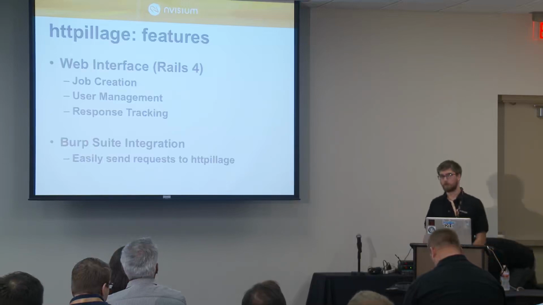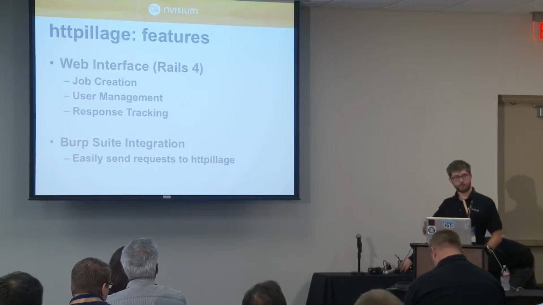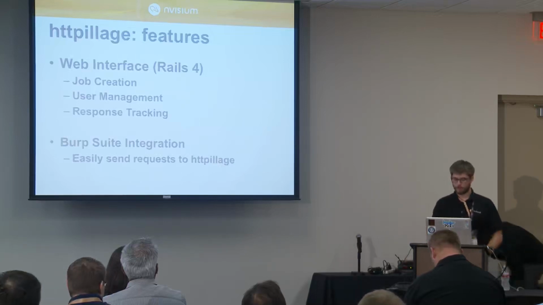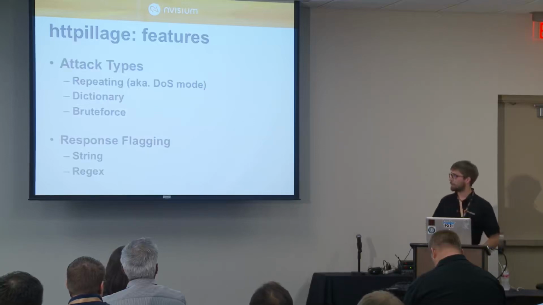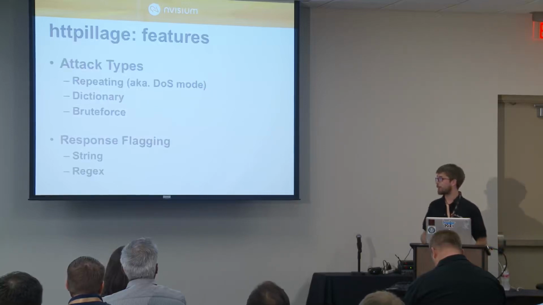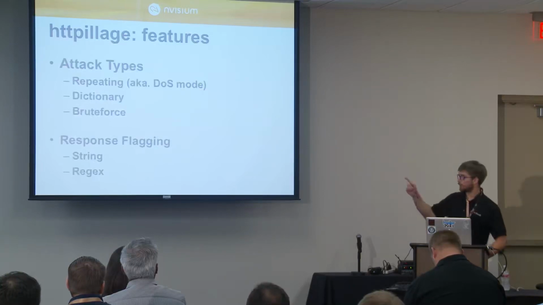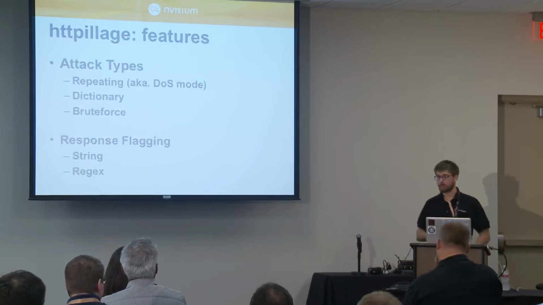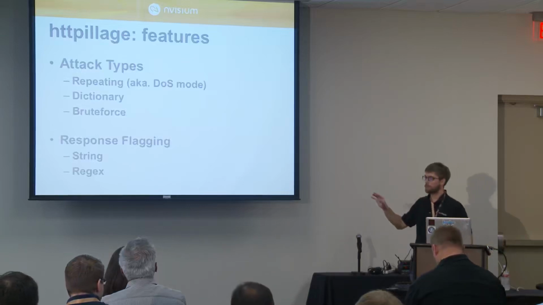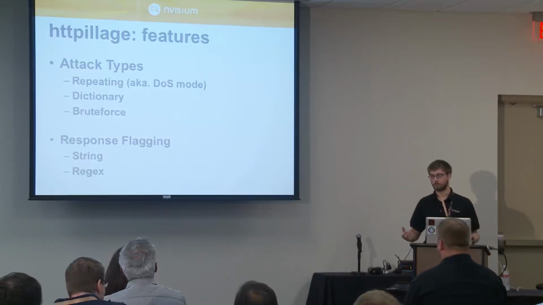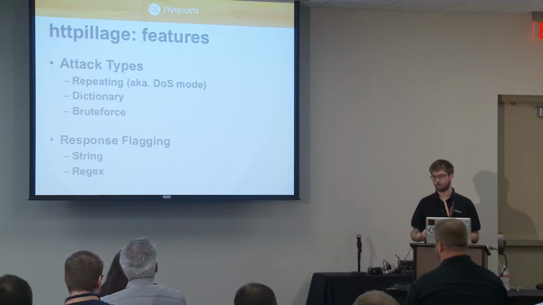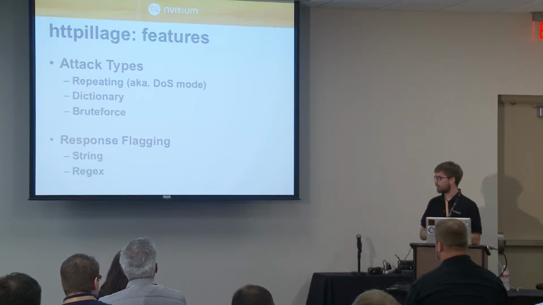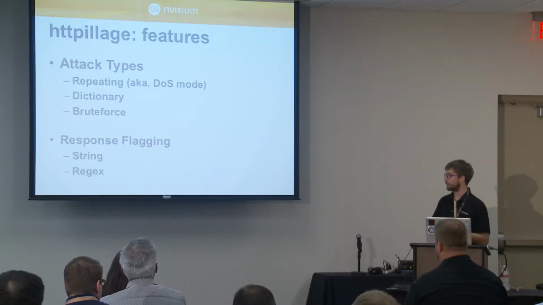part of the tool, I also built a Burp extension that will allow you to send the requests very easily from Burp to the Httpillage server. And as of right now, it supports 3 major attack types: repeating, dictionary, and brute force. I'm going to go through a live demo of each of those. But in a general sense, what I consider a repeating attack is essentially denial of service. So you have a web request, and you want to send that over and over again as fast as you can to see how the host reacts. And generally, it's not going to be very well.